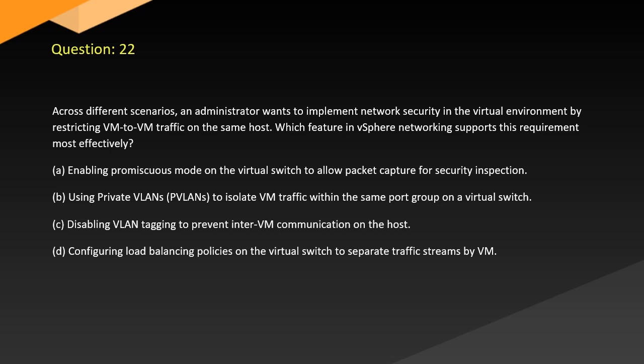A. Enabling promiscuous mode on the virtual switch to allow packet capture for security inspection. B. Using private VLANs (PVLANs) to isolate VM traffic within the same port group on a virtual switch. C. Disabling VLAN tagging to prevent inter-VM communication on the host. D. Configuring load balancing policies on the virtual switch to separate traffic streams by VM.